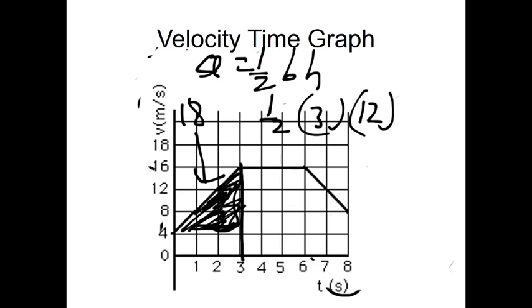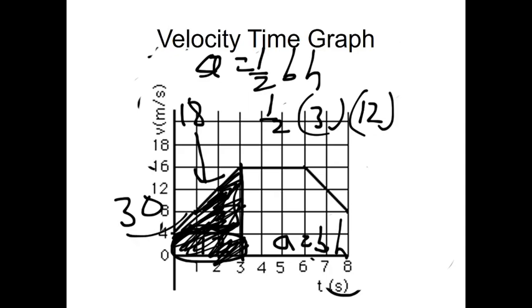But it's the entire area under the curve, so we also need to find the area of this part. This part's a rectangle, and that rectangle is 3 long and 4 tall. For a rectangle, A equals B times H, base times height. So 3 long, 4 tall, the area of this part is 12. So the total shaded area here is 12 and 18, 30.